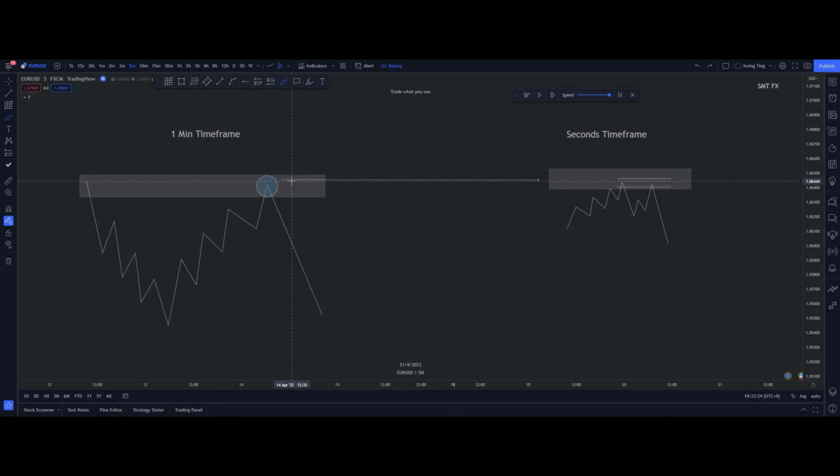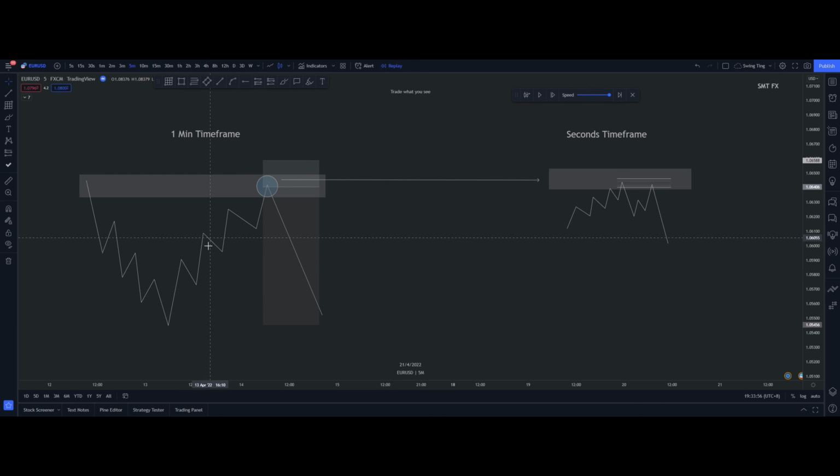Essentially what people would normally do without the seconds is maybe take a trade off the 25% mark, or take a trade off the distal, which is the start of that zone, or the equilibrium, which is the 50% mark of that zone. These are the normal ways that trades will be taken.